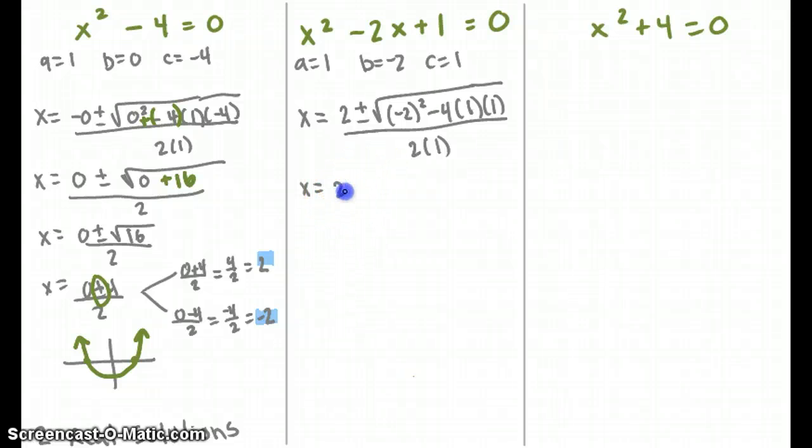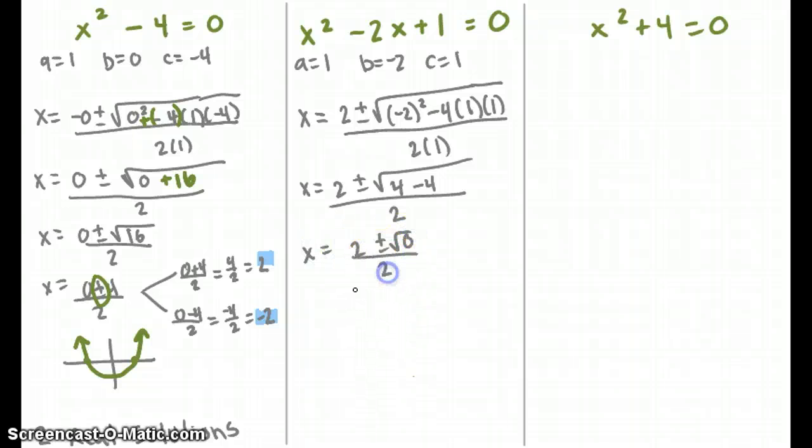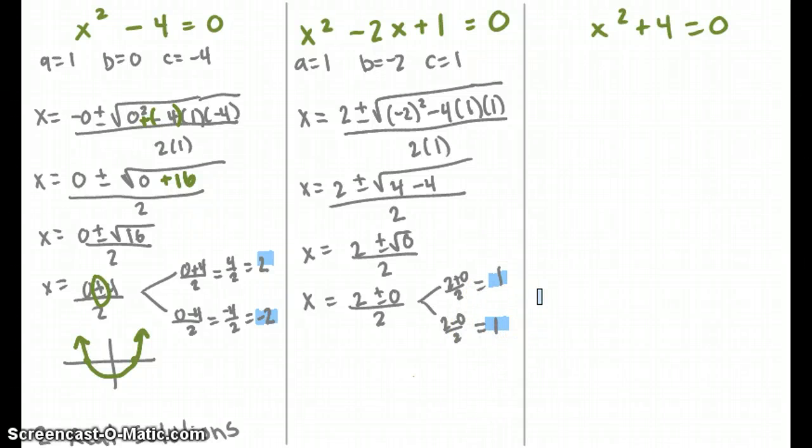We simplify, so we have x equals 2 plus or minus the square root of 4 minus 4 all over 2, or x equals 2 plus or minus the square root of 0 over 2, or 2 plus or minus 0 over 2. When we separate this one into the two solutions, we get 2 plus 0 over 2 and 2 minus 0 over 2. We actually end up with the exact same x value of 1. This is what's called a repeated root, so there's really only one real solution, only one distinct, unique solution.